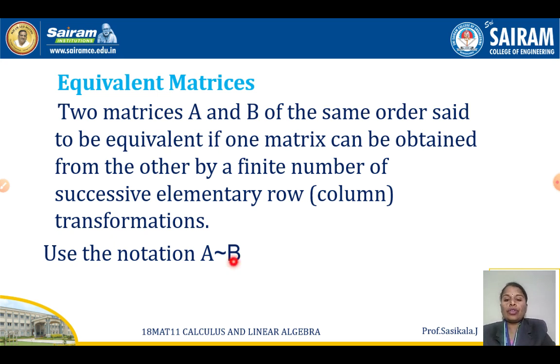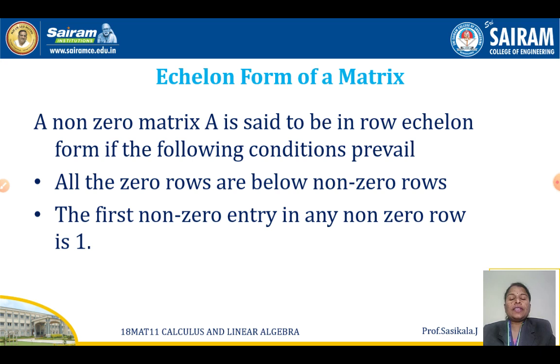Okay. So we will use the notation like this: A is equivalent to B. It's clear. So the next one. The major problem will start in this method, which is using the previous two definitions. What is that? Echelon form of a matrix. So what is meant by echelon form?